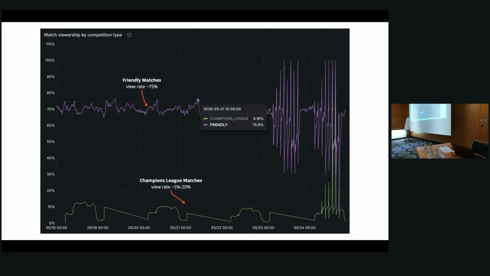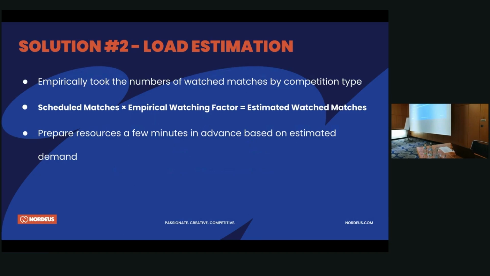And of course, we could use some machine learning here, but as I said, we wanted to start as simple as possible and make things more complicated only if necessary. So we decided to take these as empirical numbers and multiply them with the number of scheduled matches by competition type to get an estimated number of watched matches, and to prepare our infrastructure a few minutes in advance so it can surge that load.